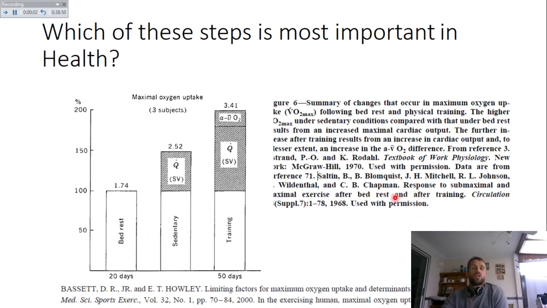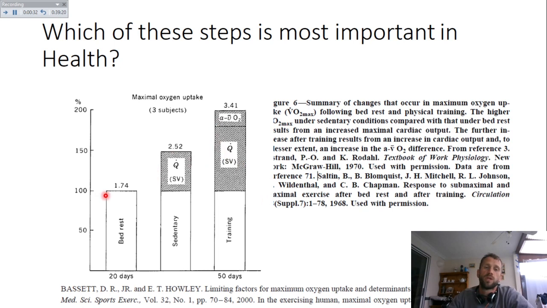So the next question though is, if we're happy that all of these different steps can be really important, which one is most important when we're considering healthy people? And we come back to this figure that I showed you before from the Bassett and Howley paper, which is actually taken from another study, which you can find by looking at this text. I've highlighted this again here, and it's not the only study.